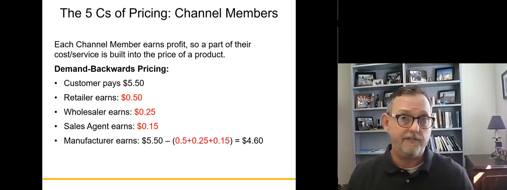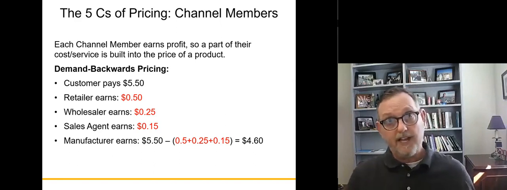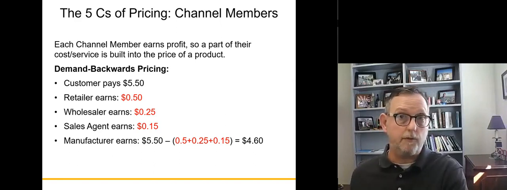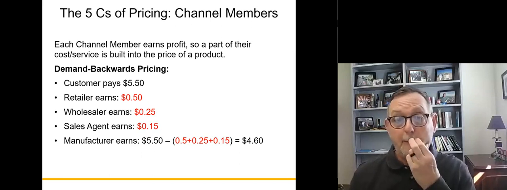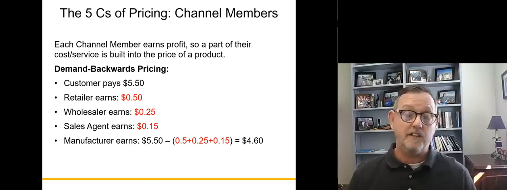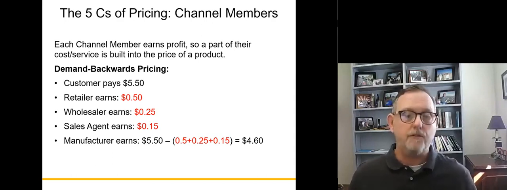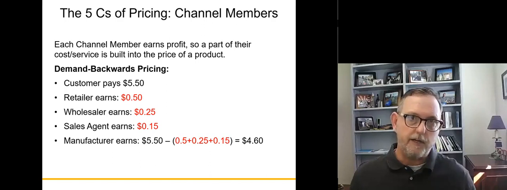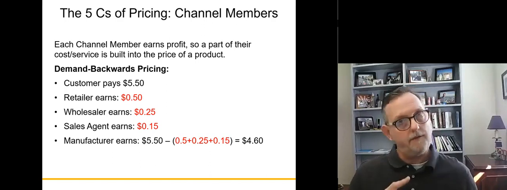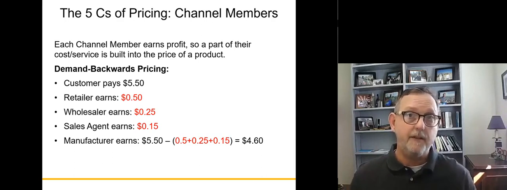So in this case, we take the original $5.50 and we subtract out all of these earnings that everybody else in the channel has earned in order to bring that value proposition to the marketplace, right? So the manufacturer in this case then earns $4.60. So that's what the manufacturer will receive in revenue. Now remember, the manufacturer had to produce the product, so they've got their fixed costs and they've got their variable costs. So then they take that $4.60 and they identify their profit from that.